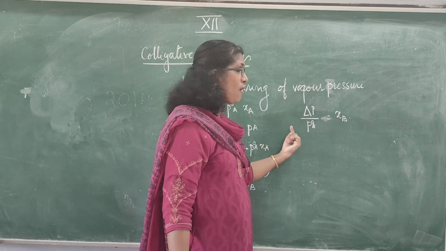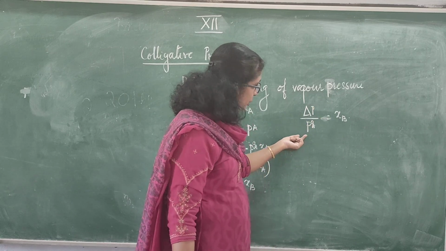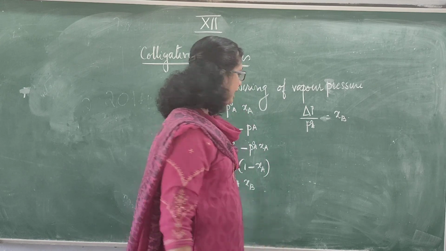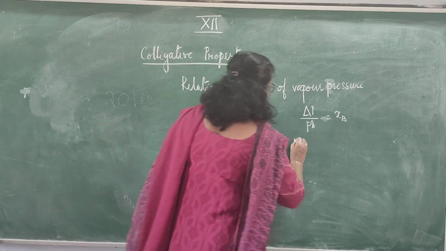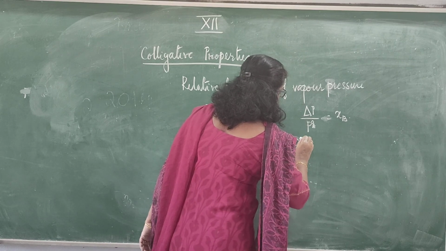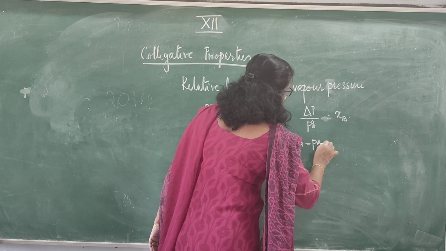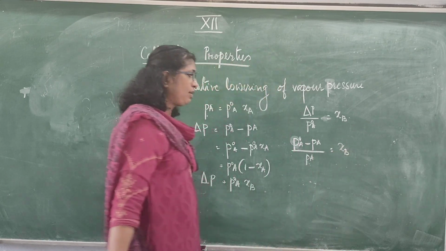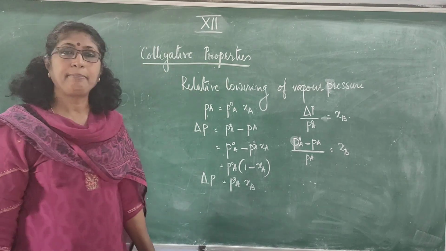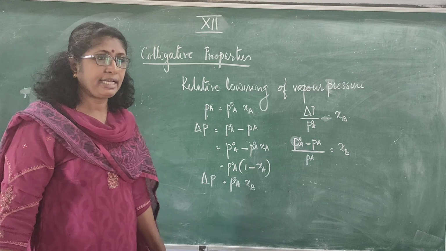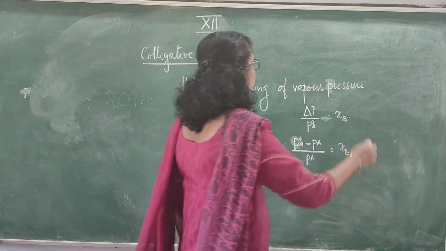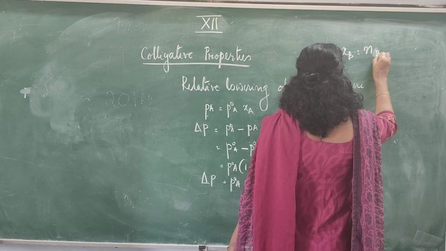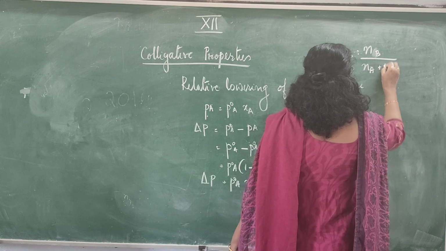And this ratio of the lowering of vapor pressure to the vapor pressure of the pure solvent is called relative lowering of vapor pressure. And what is delta P? Delta P is P naught A minus PA. The relative lowering of vapor pressure, P naught A minus PA by P naught A, is equal to XB, the mole fraction of the solute. Now what is XB? XB is equal to nB by nA plus nB.